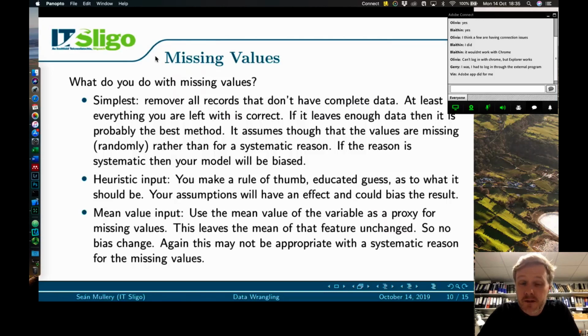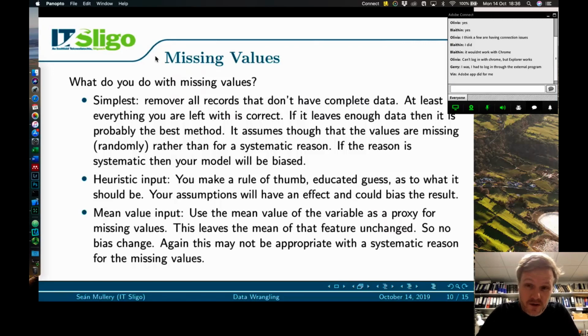So the simplest thing, as I say, is to remove all the records that don't have complete data. At least everything you are left with is correct in this particular case. If it leaves enough data, then it's probably the best method to use. And there's actually only a small number of them that we're taking out, so that's fine in our case. It assumes, though, that values are missing randomly rather than for a systematic reason.